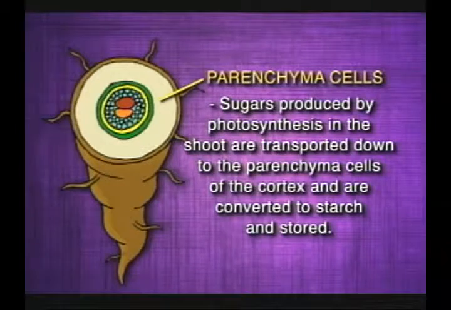Sugars produced by photosynthesis in the shoot are transported down to the parenchyma cells of the cortex and are converted to starch and stored. These cells are abundant in the storage roots of kamote, carrots, and cassava.